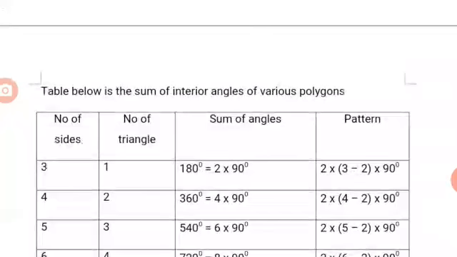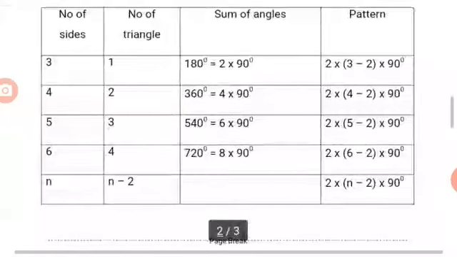Then finally, we discussed the interior angles of various polygons. If it has 3 sides, it will have 1 triangle, and the sum will be 180, which is equal to 2 times 90 degrees. If it has 4 sides, it will have 2 triangles, and it will be 360 degrees, which is 4 times 90 degrees. If it has 5, it will have 3 triangles, which will sum up to 540 degrees, which is equal to 6 times 90 degrees.